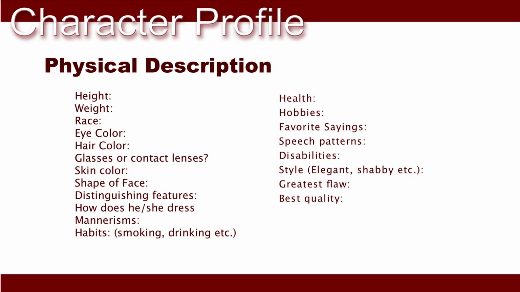Physical description. Now, this is pretty basic and pretty self-explanatory. Here, you're going to describe what the character looks like in your story, and you have height, weight, race, eye color, hair color, glasses or contact lenses, skin color, shape of face, distinguishing features. How does he or she dress? Mannerisms, habits, health, hobbies, favorite sayings, speech patterns, disabilities, style, greatest flaw, and best quality. And this will help your audience get a visual picture through textual description of your character.